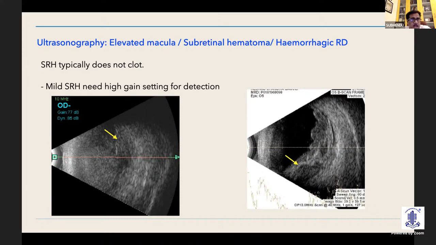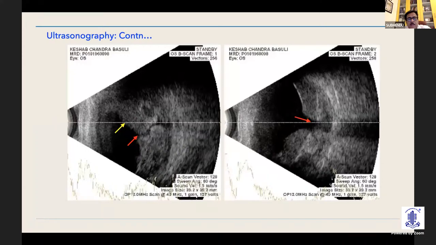The other eye is also very important: whether drusen are present or not. In this type of case, a junior doctor can sometimes take it up as a subhyaloid hemorrhage, but you have to identify the groove. It is a subretinal hemorrhage and the retina is inserting into the optic disc. So you have to identify the yellow-colored retina, I am highlighting it in yellow, and the red-colored groove.